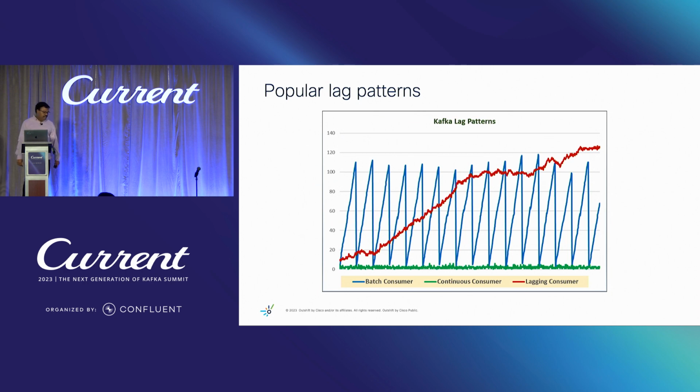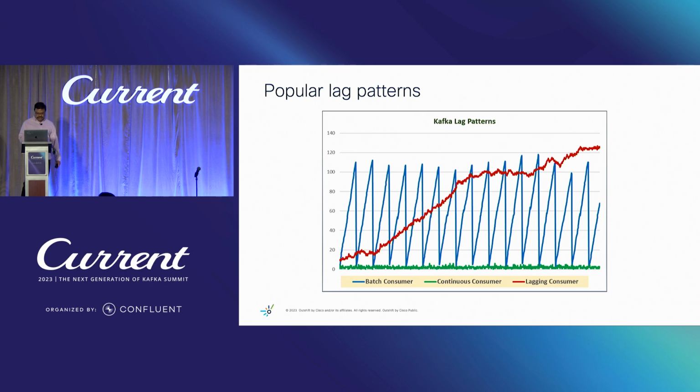If you look at how lag happens, we see 3 popular lag patterns here. The blue one is typically how a batch consumer lag would look. The lag will keep increasing because the consumer is not running, it's a batch consumer. And the moment the consumer wakes up, it consumes all the pending records and it's back to 0, and it is going to start again. So this kind of sawtooth pattern is something you will see in a batch consumer.